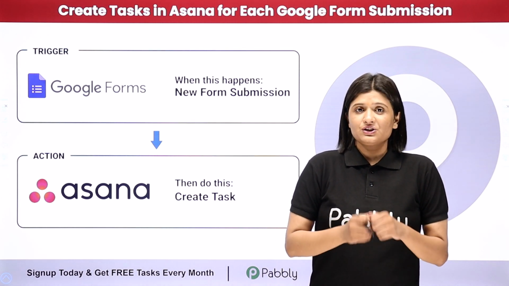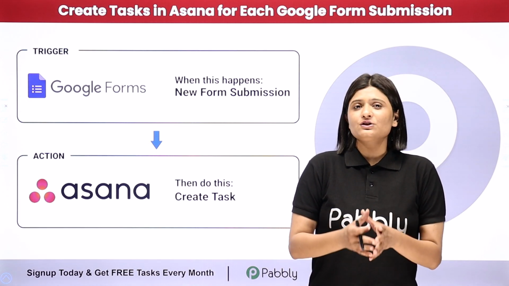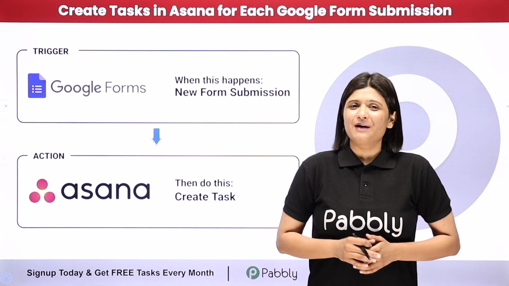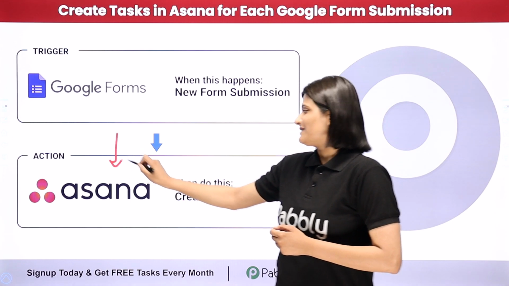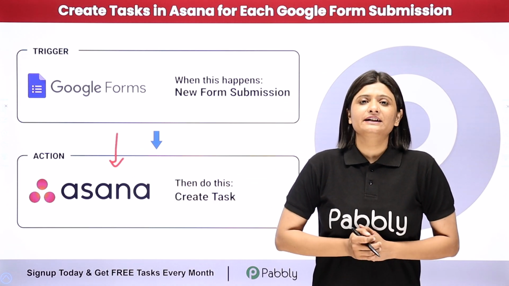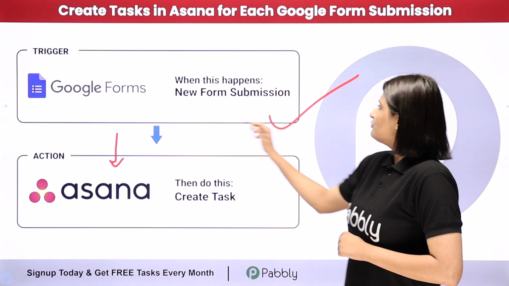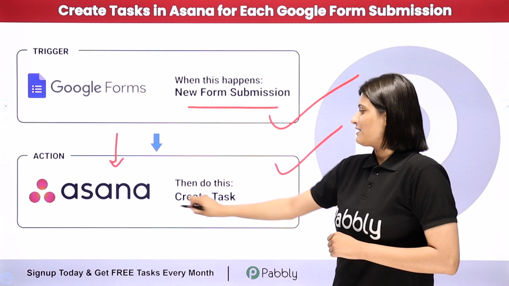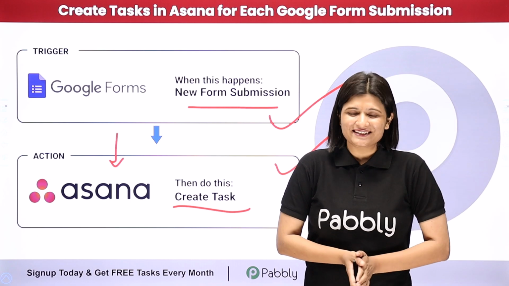And to do this automation, I'm going to use Pabbly Connect. Pabbly Connect is an amazing automation and integration software which requires no coding or programming skills. Here I just need to build a connection between Google Forms and Asana. With the help of Pabbly Connect, I am going to build this connection in such a way that whenever there is a new form submission, automatically this task will be created in my Asana account. Now if you want to learn the step-by-step process, then let me take you to my screen.